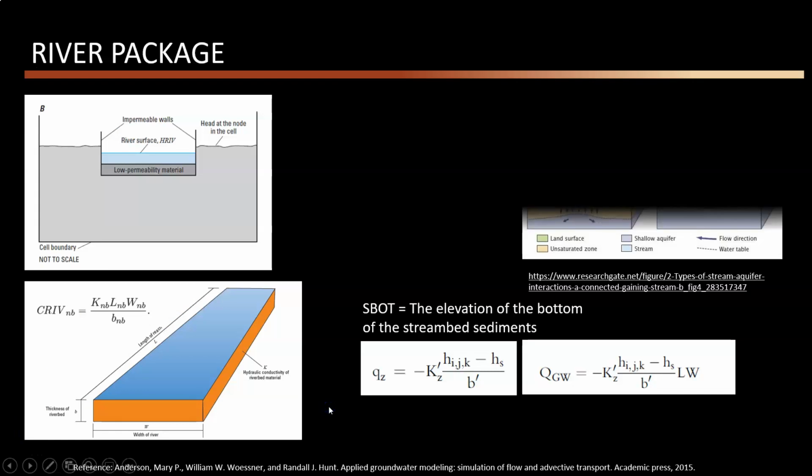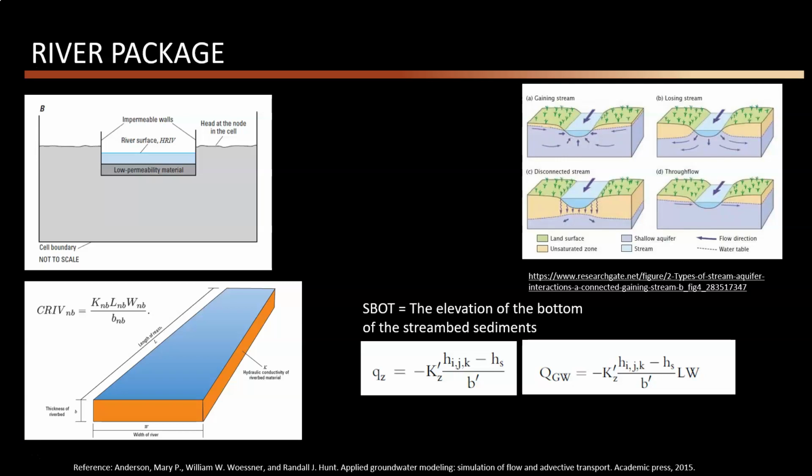So using the river package, we can simulate the interaction between the stream and the aquifer in three forms of interactions that we already talked about. The gaining and losing streams are pretty much typical groundwater interactions, but sometimes we have a disconnected stream, which is a very rare situation, but sometimes it happens.